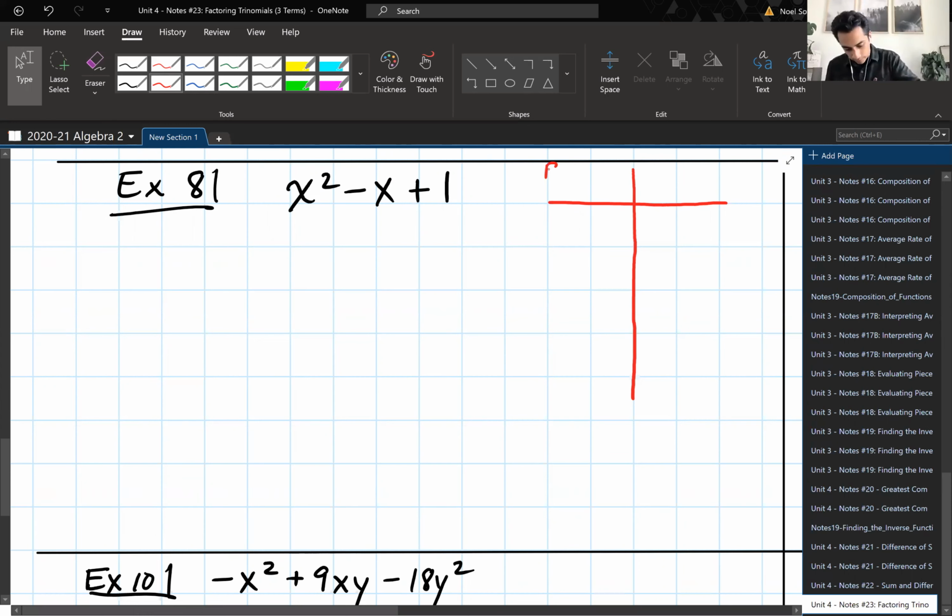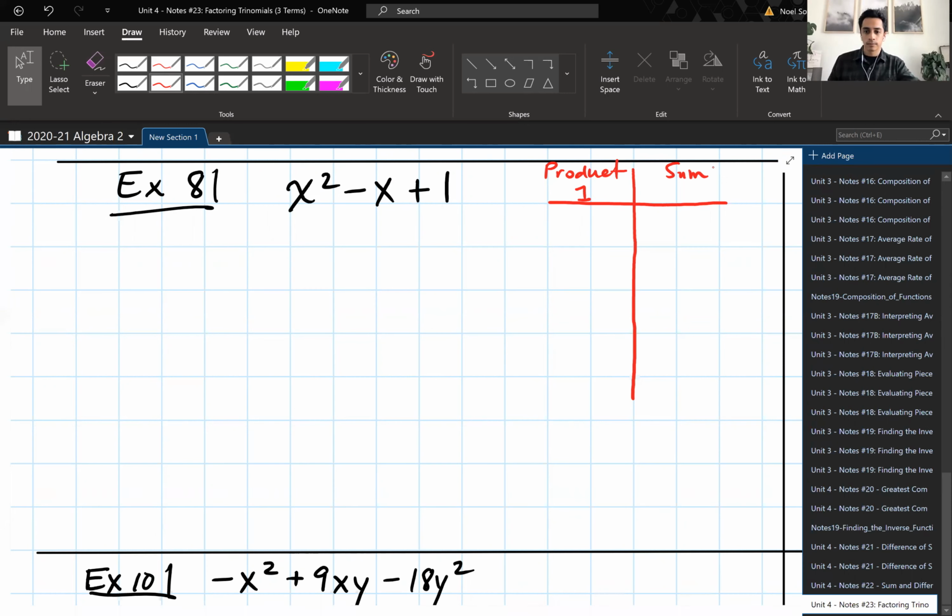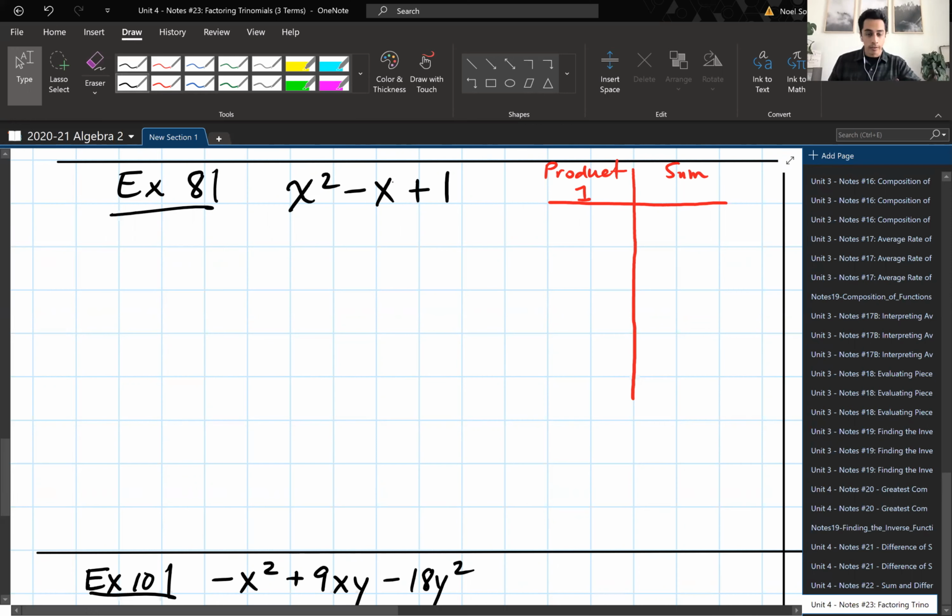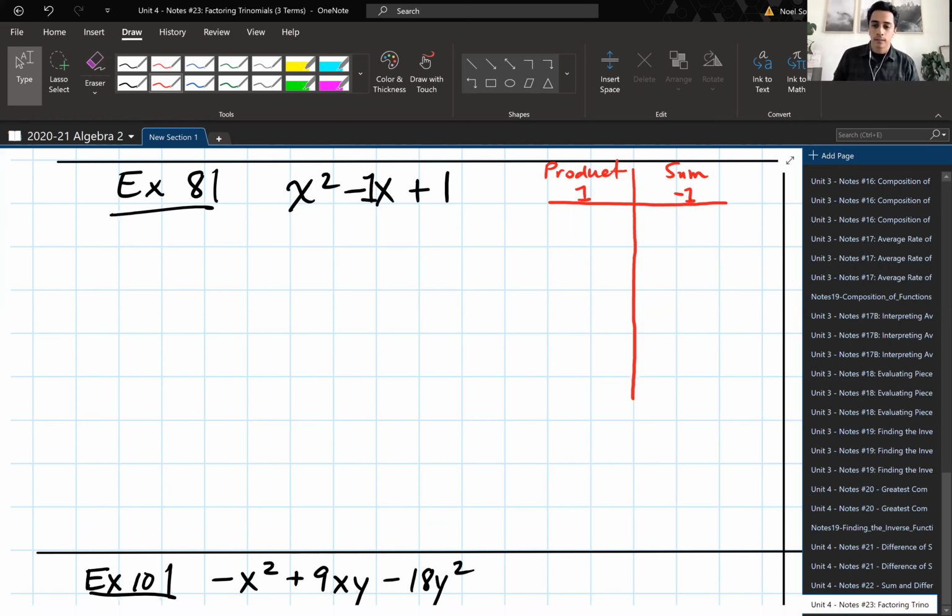So we want a product of positive 1, but the sum of... yeah, it'd be -1, right? There's no coefficient in front of this middle x, so it's -1x, right? So we want the sum to be -1. Okay, now start thinking, what combination of factors could give us the product of 1, but the sum of -1?